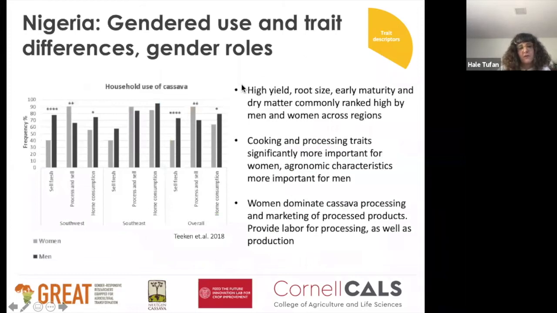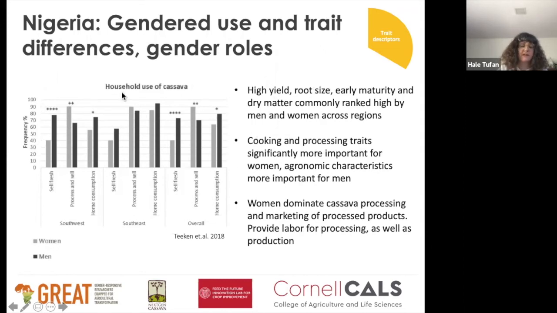So looking at the first quadrant, or the trait descriptors, this is work we did in the first phase of NEXTGEN, where we looked at broad brush gendered use and trait differences and gender roles for cassava in Nigeria. And what we see, and we knew this historically, is that women really dominate cassava processing and marketing of processed products in Nigeria. That's a given. They provide labor for processing as well as production. So that's their gender role. What we see is when we look at traits articulated to be important by men and women, there are some commonalities in traits, but then there are some traits that are really different. For example, women were prioritizing cooking and processing traits, which makes sense because that's their role, because they're more involved in cassava processing. So that lays the groundwork for cassava in Nigeria.